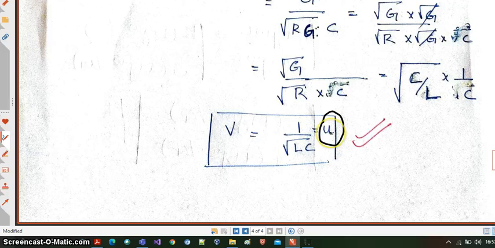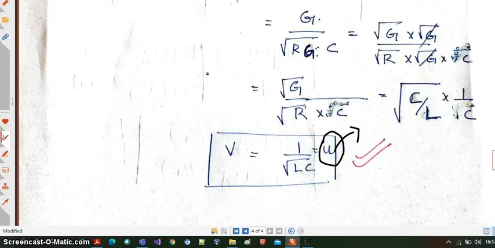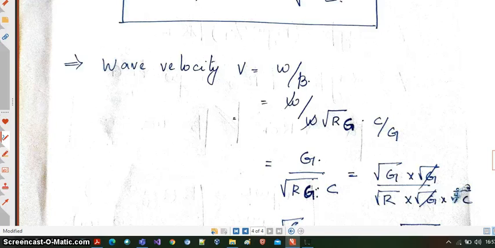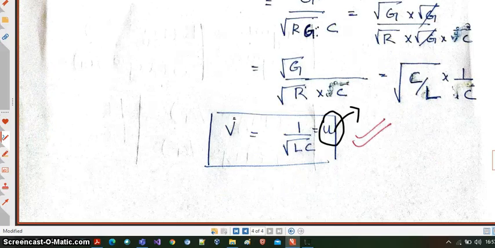Which is equal to u. Here, I have written u because sometimes this letter is used to represent phase velocity. So phase velocity v is equal to 1 by square root of LC, which is equal to u, which is the wave velocity of an electromagnetic wave in a transmission line. And that's all. Thank you.